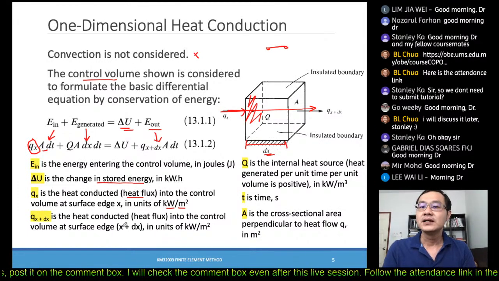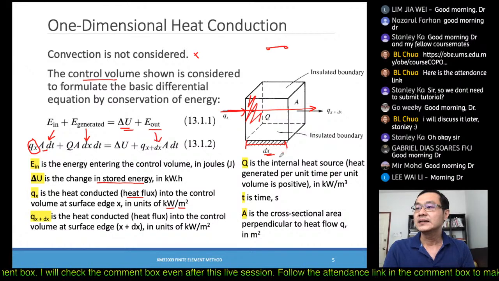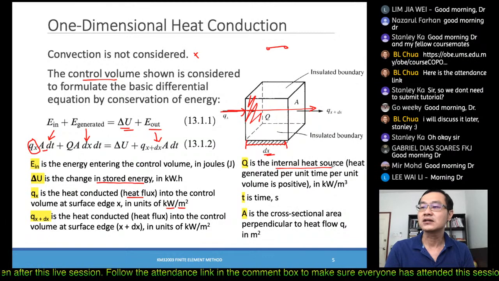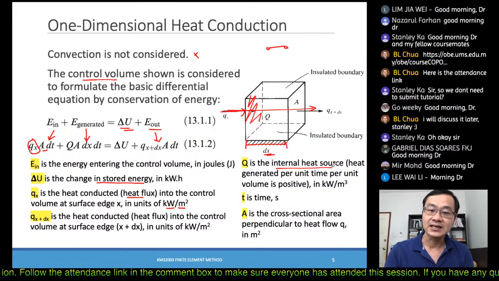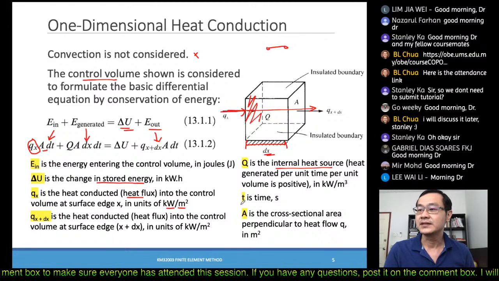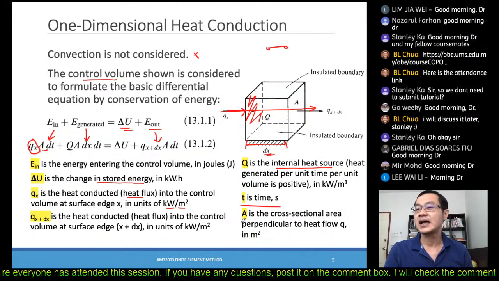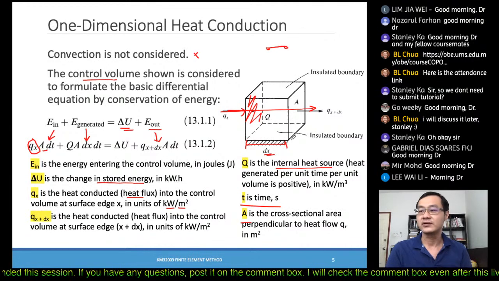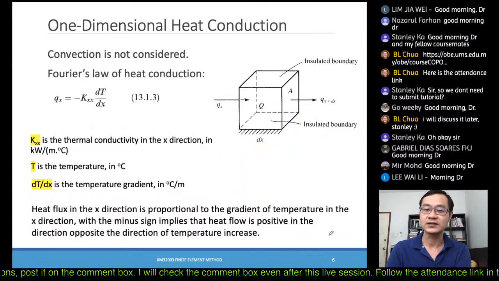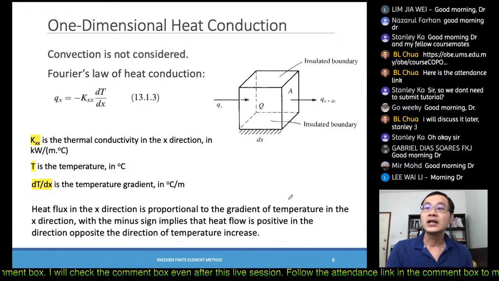Then the capital Q will be the internal heat source, if it is generated inside the element, whereas t is the time and A is the cross-sectional area, where the heat flow is being transferred along.